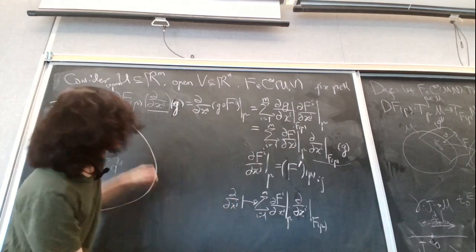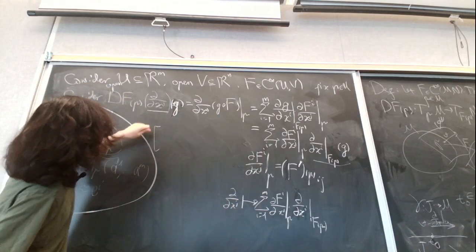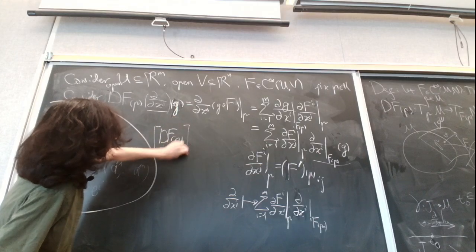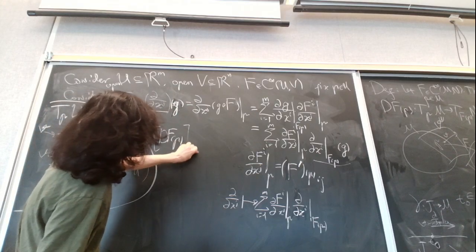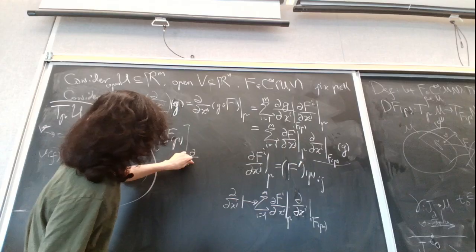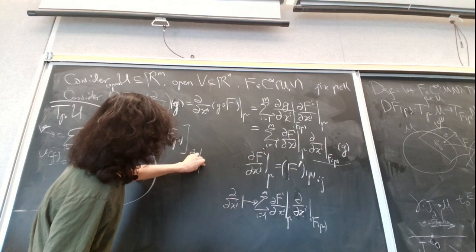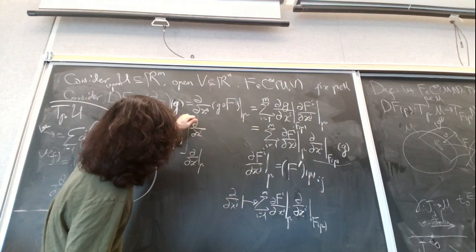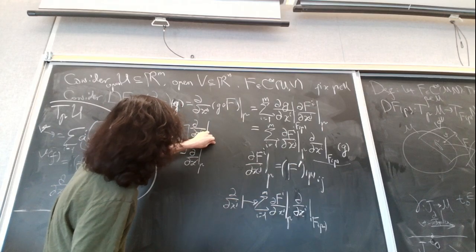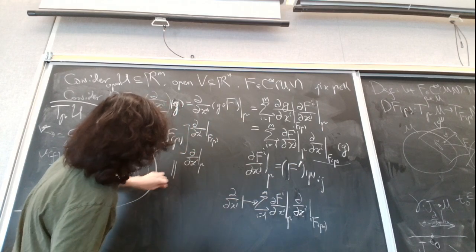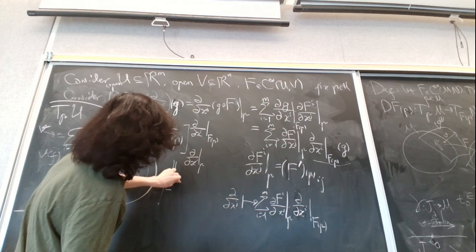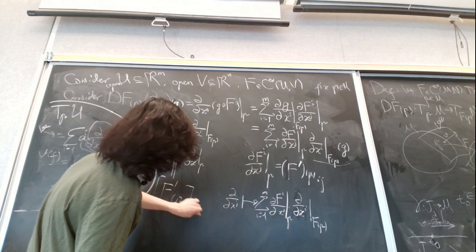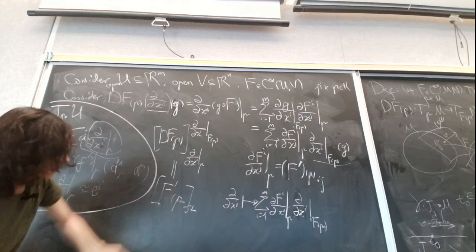So essentially, if we write df at p from d/dx_i at p to d/dx_i at f of p, this is going to be the same as just f prime at p with respect to the standard basis. That's what we proved.